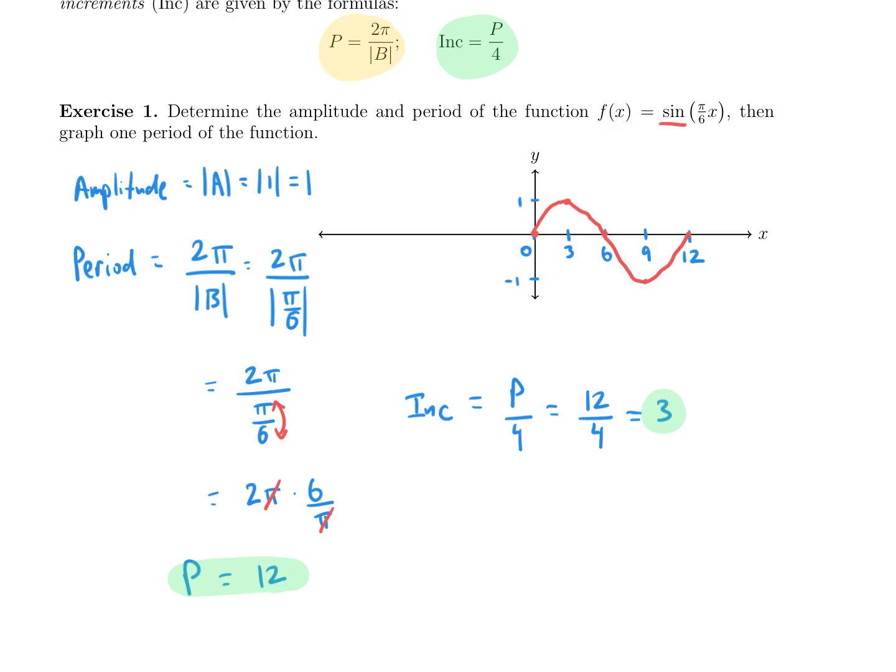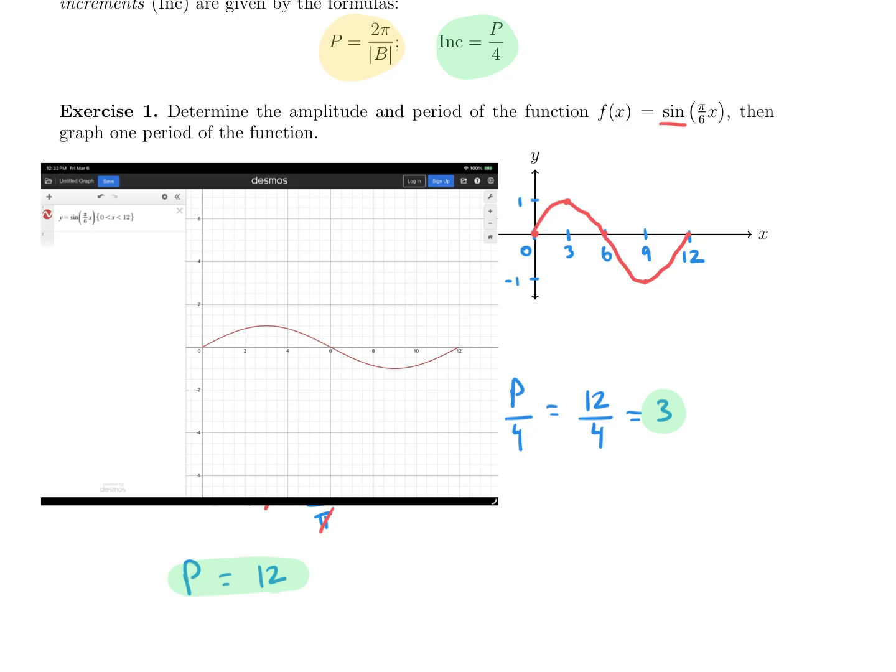Let's check our graph using Desmos.com. As you can see, the screenshot from Desmos shows that the graph does look somewhat like the graph that we drew. It's a little stretched out in Desmos just because I pinched out and zoomed out, so it looks a little stretched out, but it's actually the same if you look at the x-axis. Let's move on to the next page.